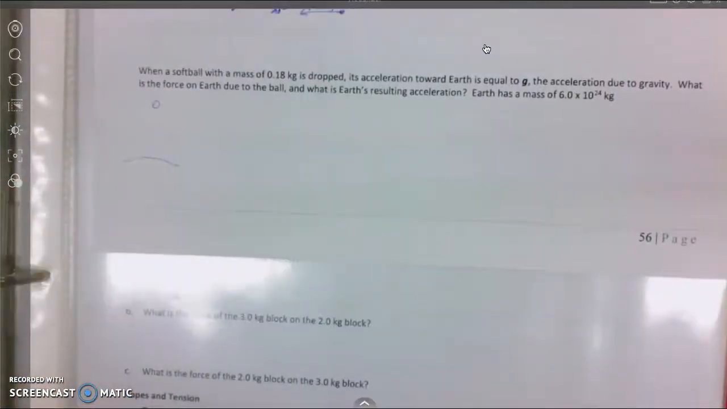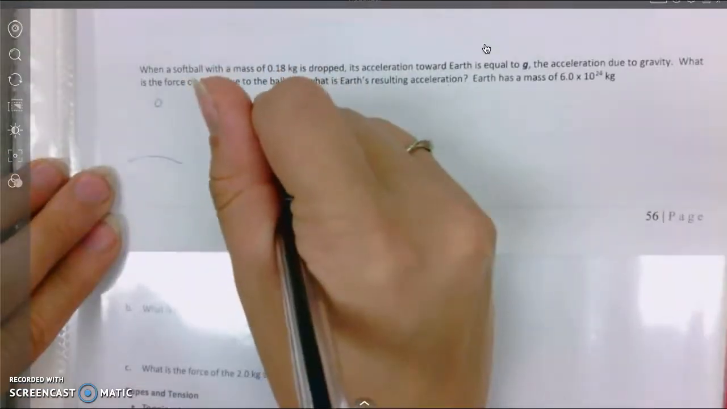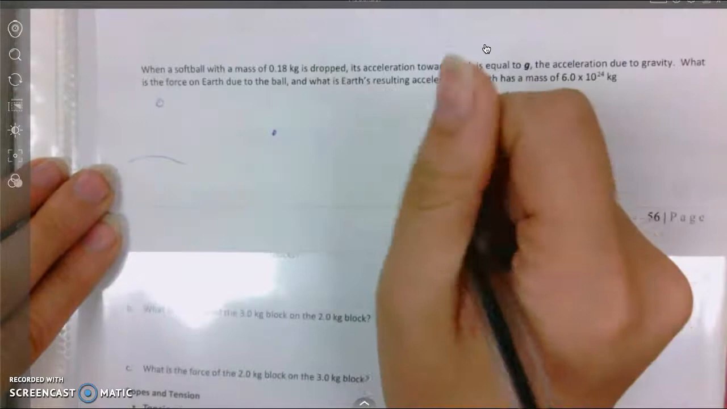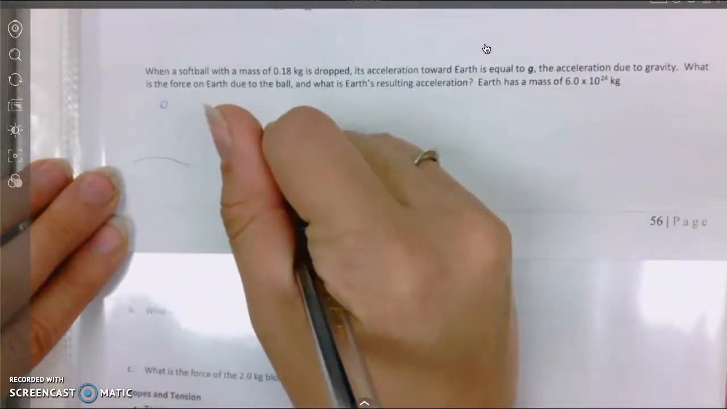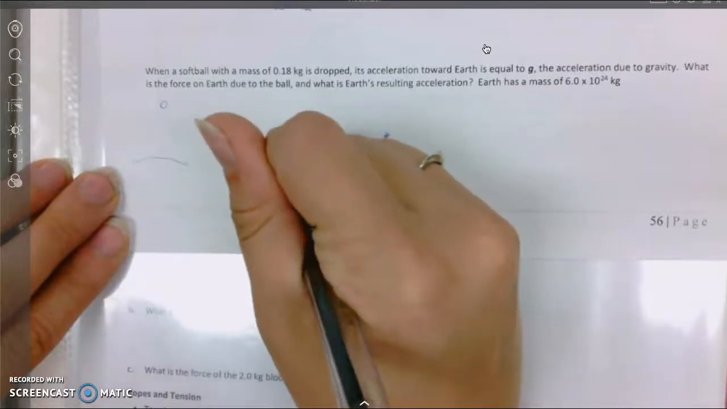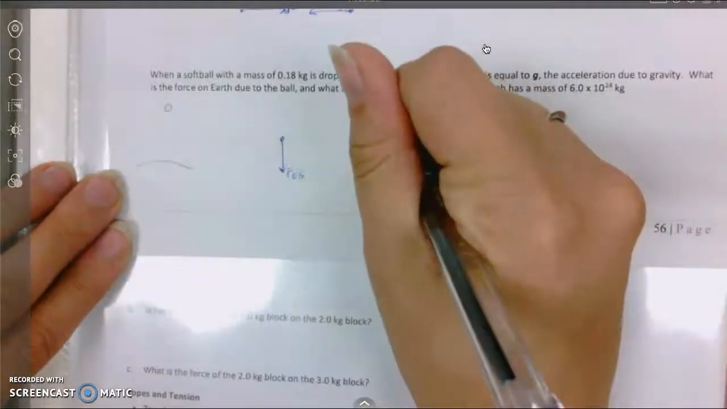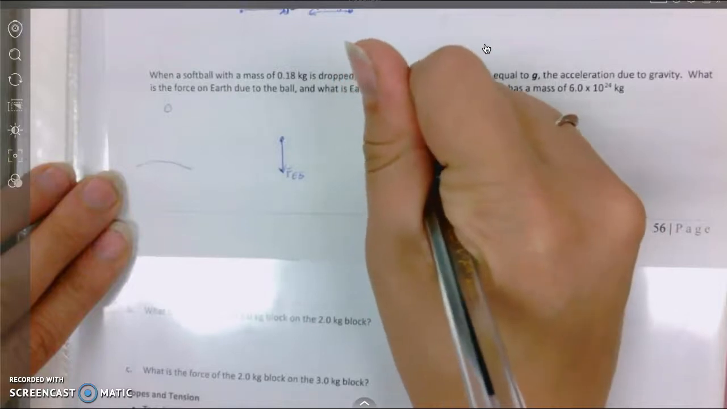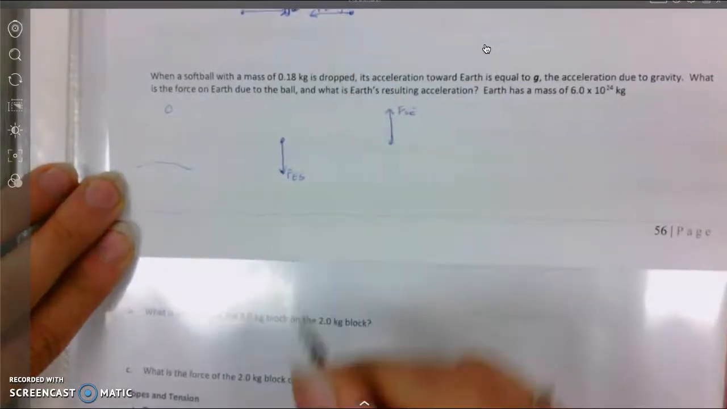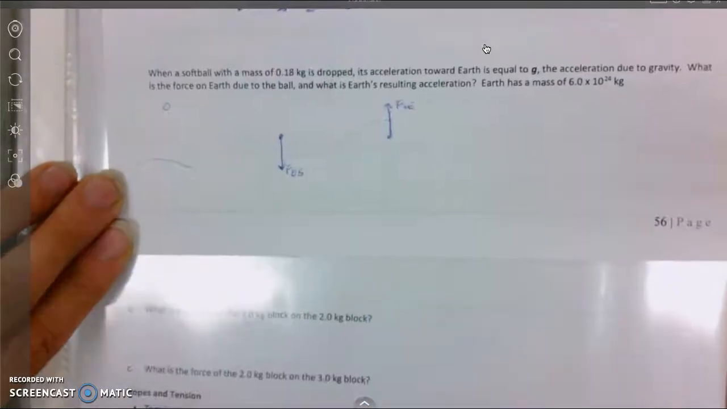and then we have our massive Earth, right? And so we're going to draw two free body diagrams. Here is a free body diagram of the softball, and then here's one of the Earth. So we have the force due to gravity, or the force of the Earth on the softball. And then we're going to have an equal and opposite force of the softball on the Earth. Okay, so those are our interaction pairs there.